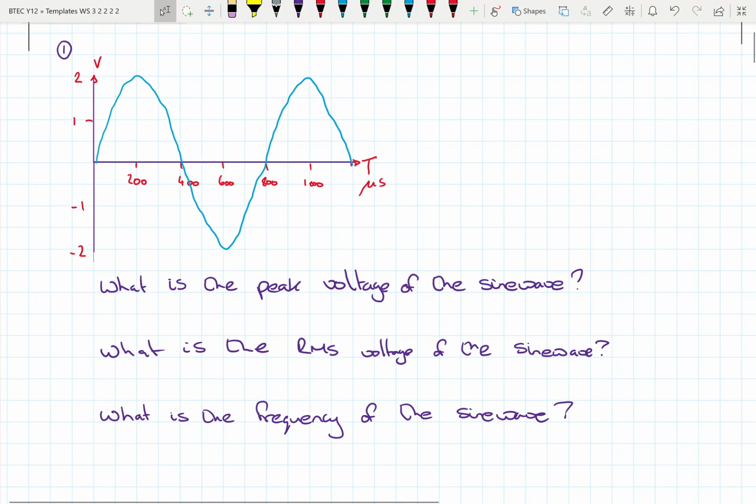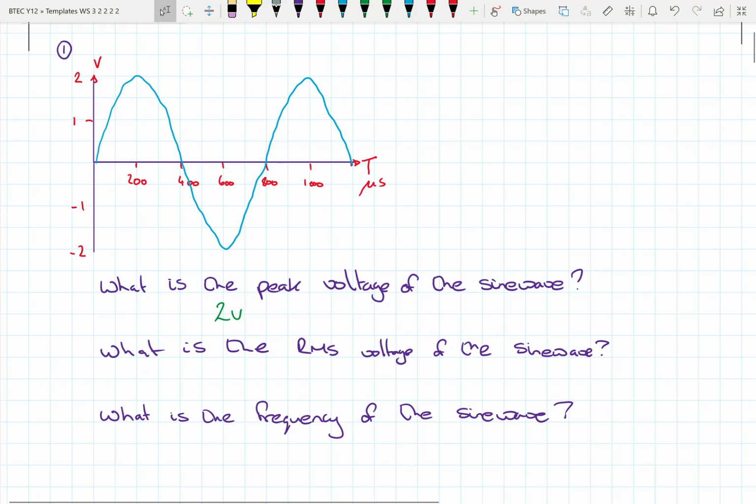Okay, welcome to a rapid session on AC theory. So the first question I have got is looking at this waveform here. What is the peak voltage? So peak voltage amplitude, so it's how high it's going up to. So in this case, it is going up to 2 volts. That is correct.